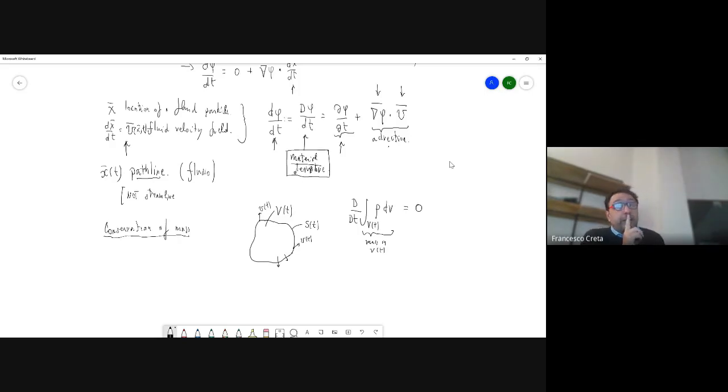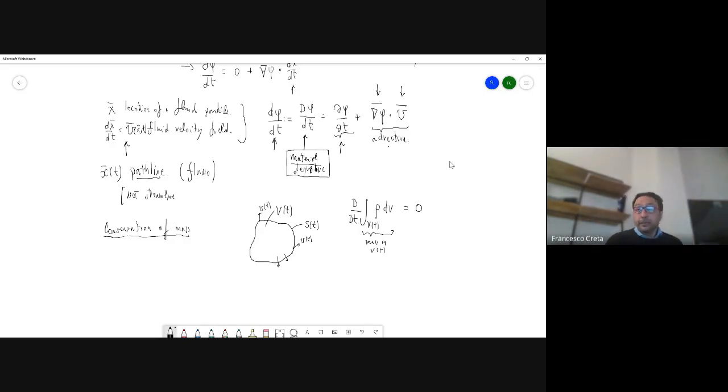Also, think about this. Suppose that there are chemical reactions inside that. But chemical reactions don't create mass. They just transform species from one to the other. But the net mass, in kilograms, is always the same. So again, that applies even if the flow is reactive.